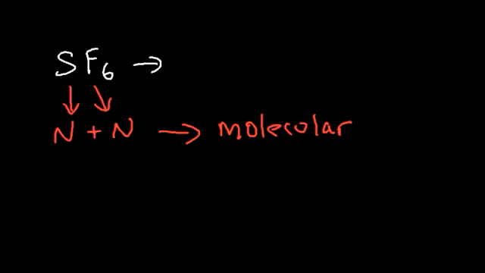Now to name it, we won't say monosulfur. For the first element, you don't use the word mono. So you could just simply say sulfur. And then for the second element, you do need to use a prefix. So 6 represents hexa, so it's going to be sulfur hexafluoride.